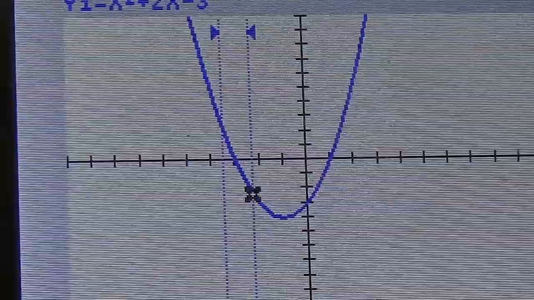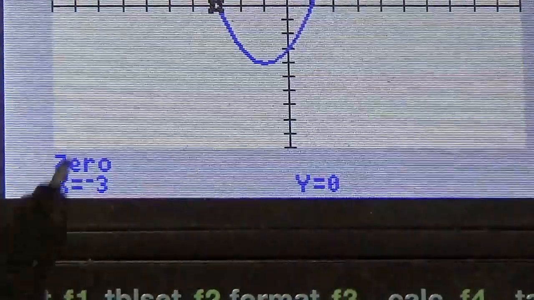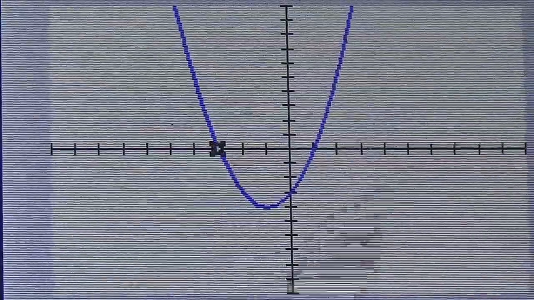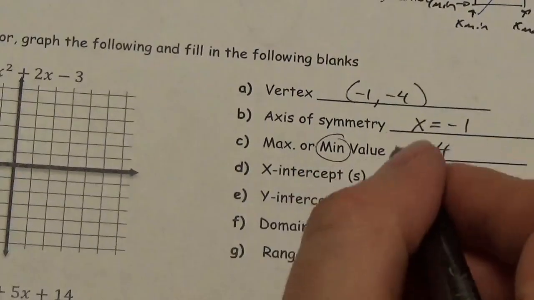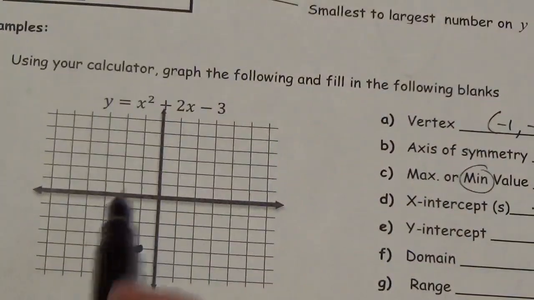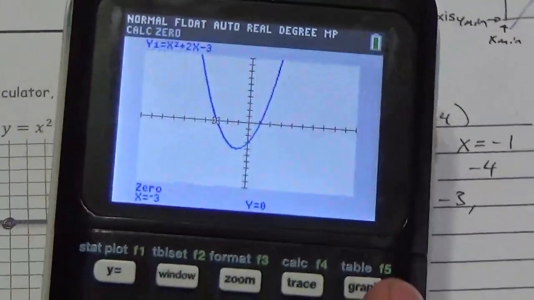If I now press enter just to give it a guess here, because it's asking me for a guess, it gives me the x-intercept here at -3. Okay, that point right there, -3, 0. So my x-intercept here, I'll zoom out a little bit. Whoops, wrong way. My first one here is going to be -3. So -1, 2, 3, there it is.